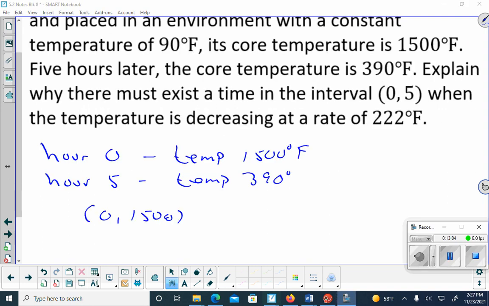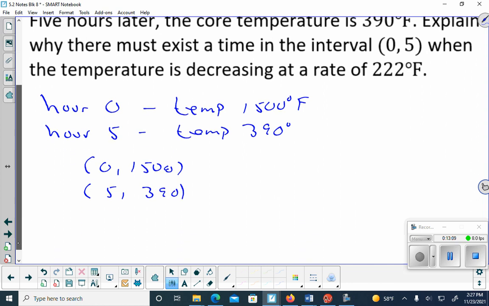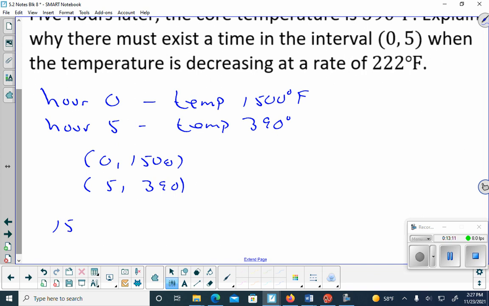And then we could put another ordered pair as 5 and 390. So we can do the difference of the y's over the difference of the x's. So 1500 minus 390 over 0 minus 5. And when I do all that, if I'm having a good day, I get a negative 222, which matches this. If it were equal to any other number, I could not make that assumption. It has to be exactly equal.